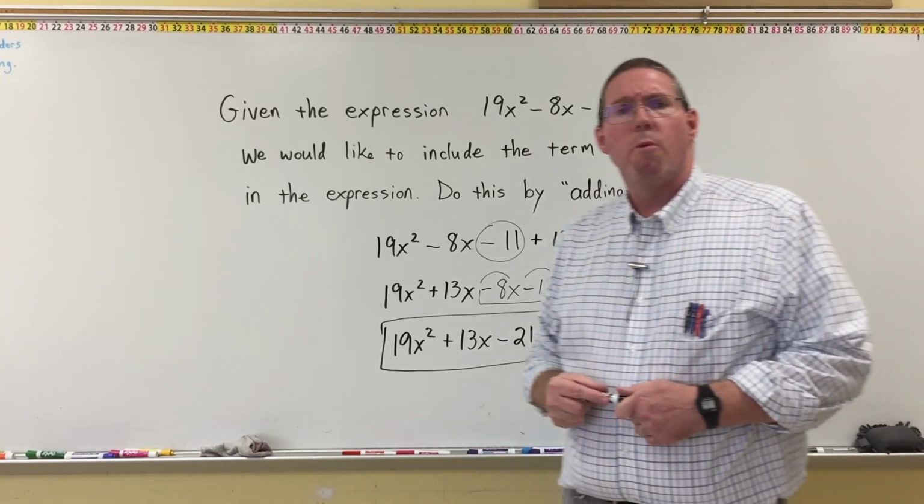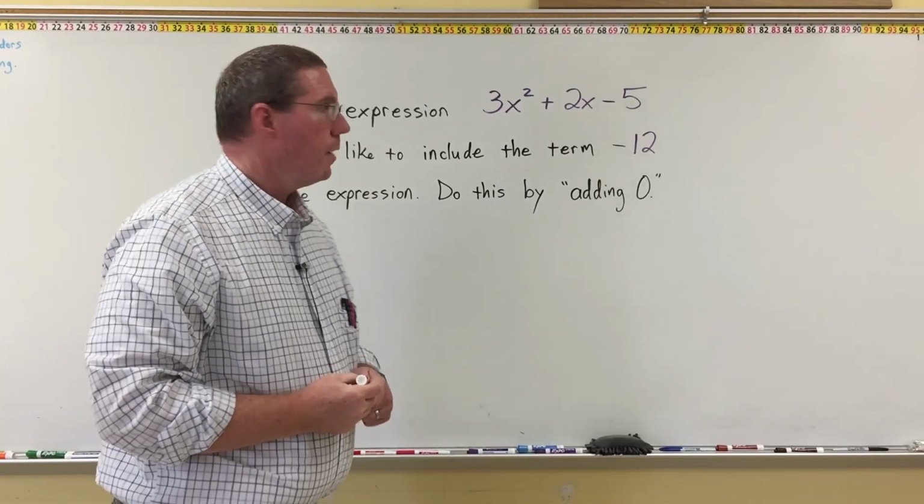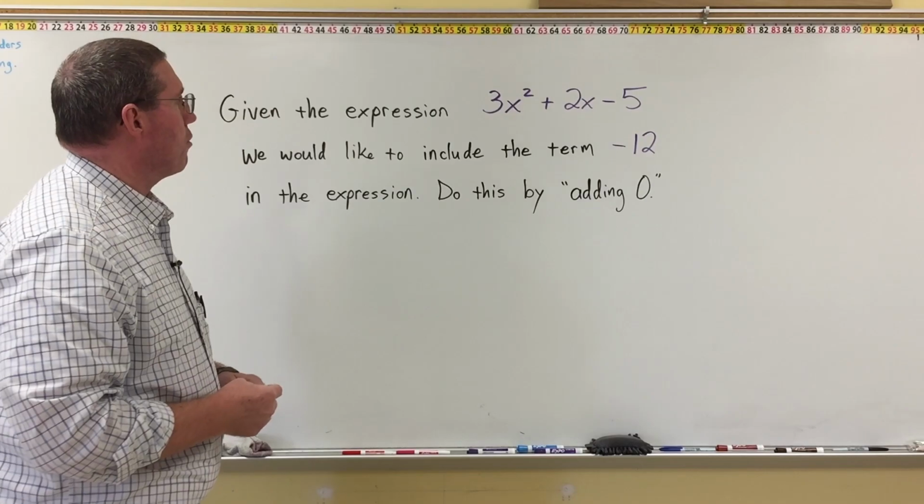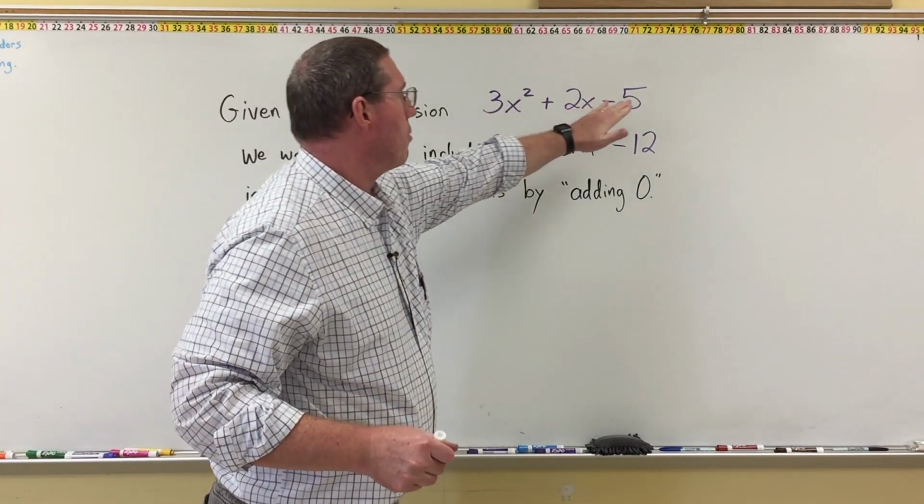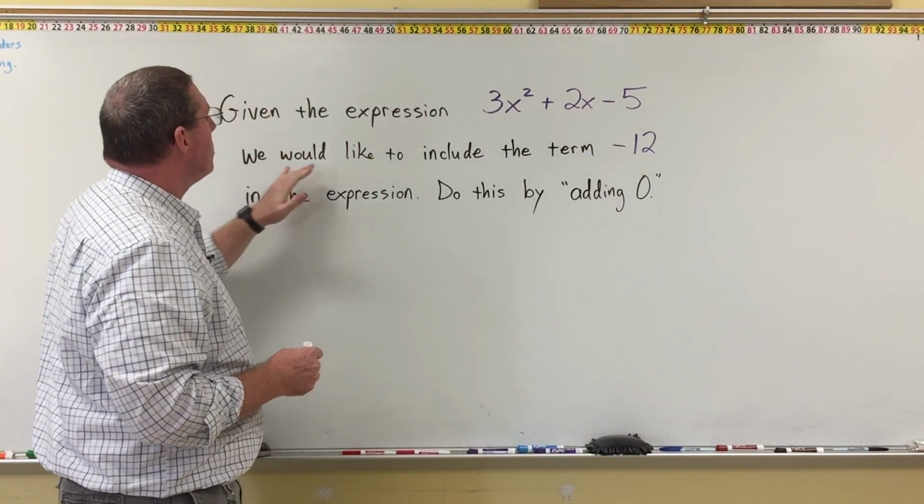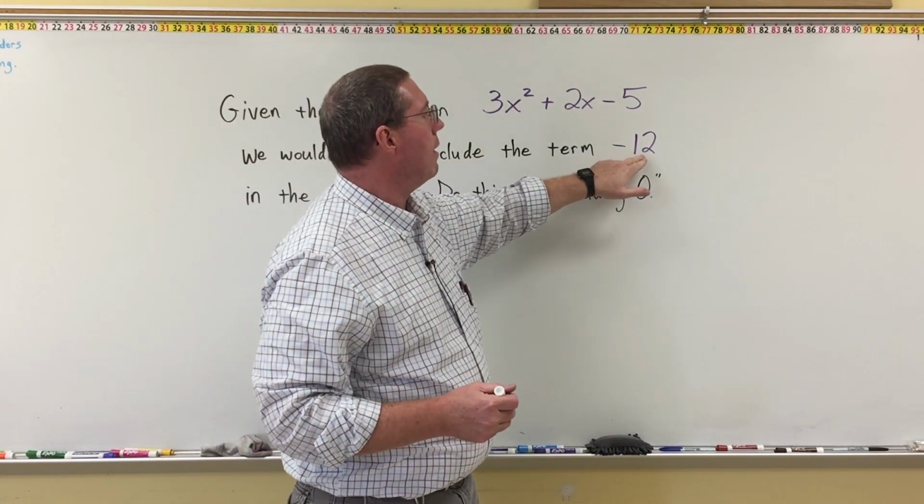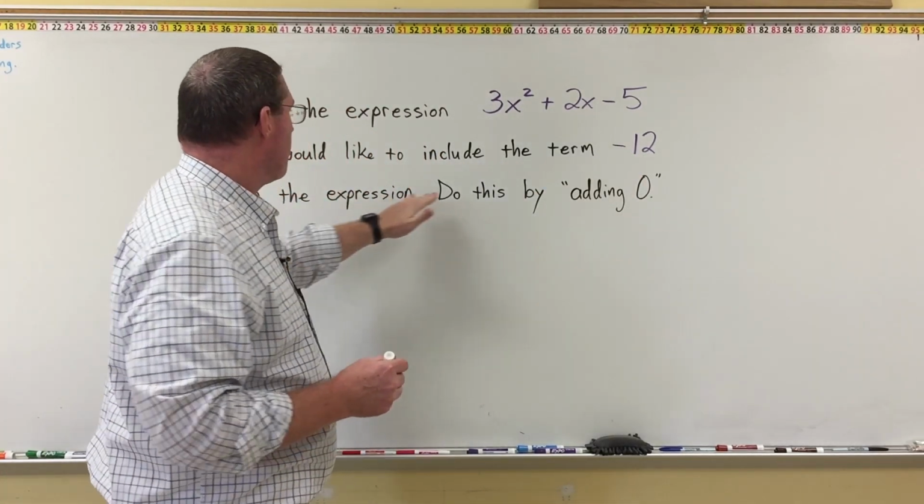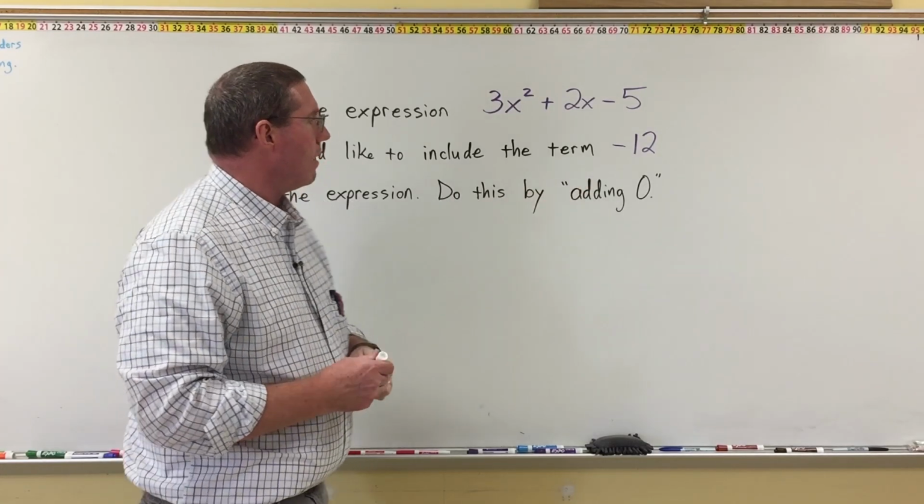Let's do maybe one more example, shall we? All right, so here's what we've got. Given the expression 3x squared plus 2x minus 5, we would like to include the term minus 12 in the expression. Do this by adding 0.